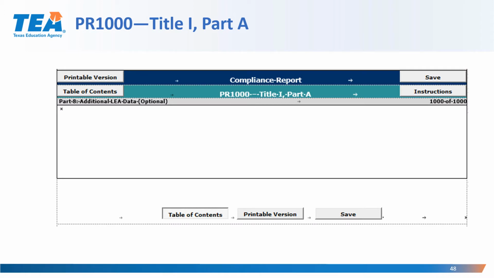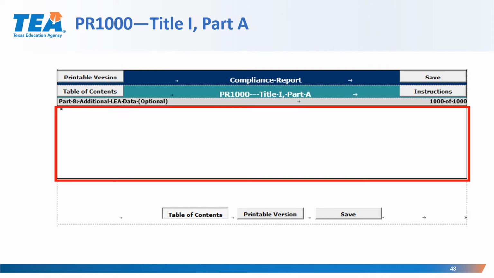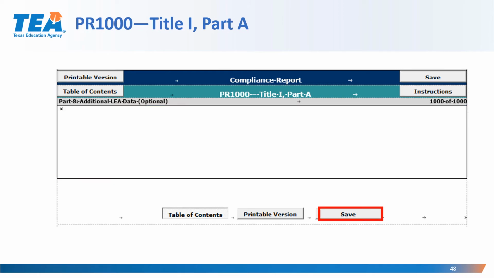Part 8 is an optional field that the LEA can use to record any additional data that they need to submit to the agency. Once the PR 1000 is complete, the LEA must hit the Save button to allow the validations to run to ensure that all of the fields have been completed correctly. Once the LEA has successfully saved, there should be a green check mark next to Title I Part A, PR 1000 on the table of contents.